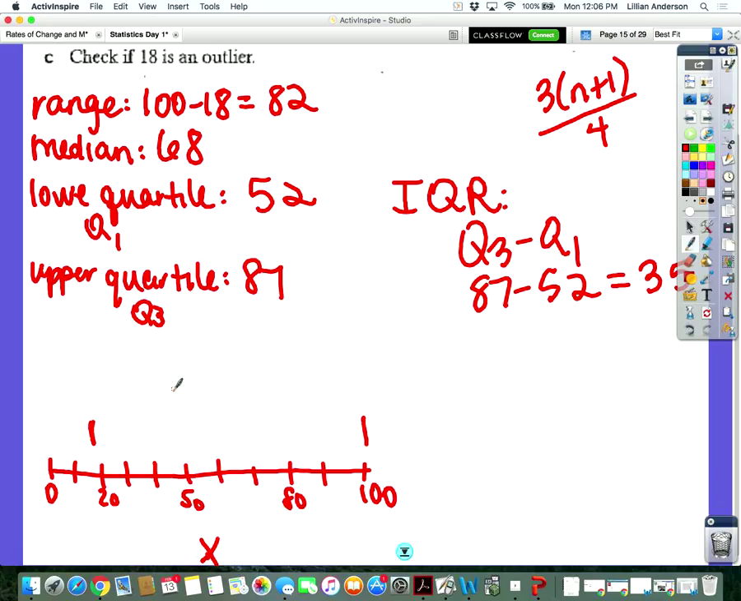And the box is always bigger than the ends. So I need an edge at 52, I need an edge at 87, and now I'll make my box. I need my whiskers that connect my box. And the last thing I'm missing is my median, which is at 68. And there's your box and whisker plot.